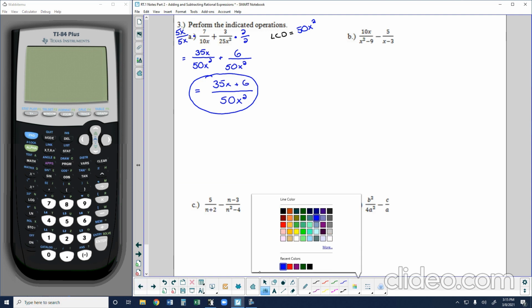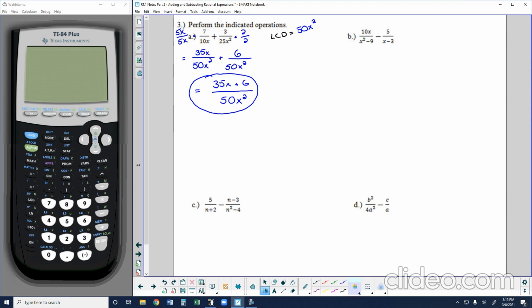And so this is how we work through the process of adding and subtracting rational expressions. First we want to find a common denominator. We want to turn those fractions into expressions with that common denominator. Then we can add or subtract the numerators, keeping the denominator, and then we can simplify.